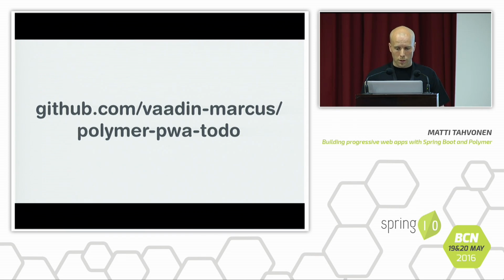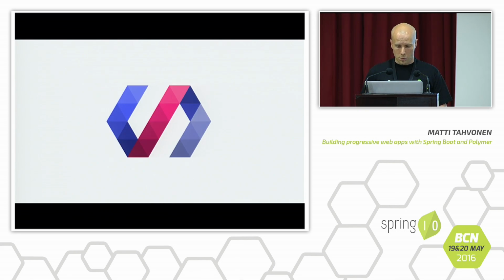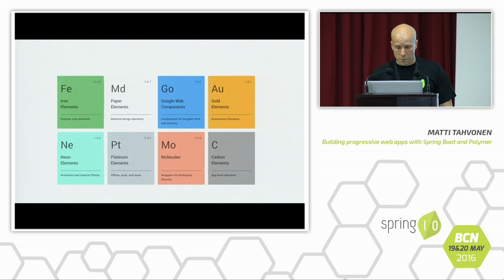This example is available in the Vaadin-Markus GitHub repository, and it's called Polymer-PVA to-do. And as you showed, this exact application didn't use any Spring Boot, but we will get to that soon.